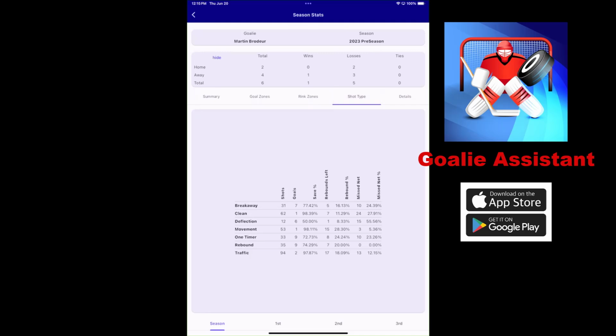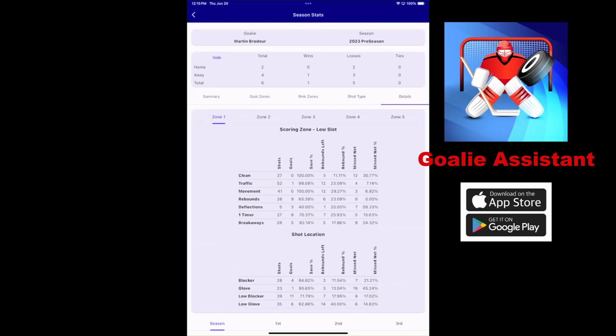So you've got to think here. Leaves a rebound on movement saves. Leaves a rebound on traffic saves. Look at that. So that's always stuff to work on. Where are the missed nets happening? Where are the goals going in? On deflections, our save percentage is 50% with this goalie. 50% on deflections. Clearly next practice we'll work on deflections.